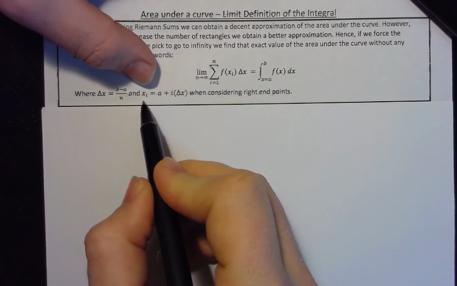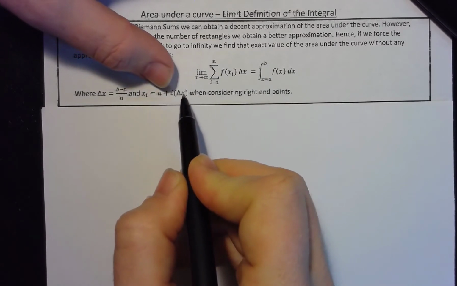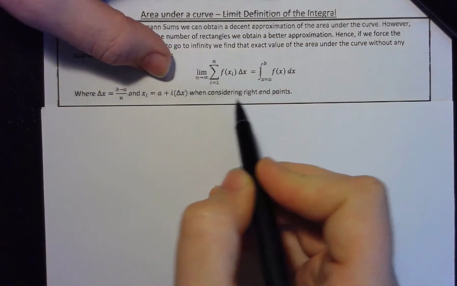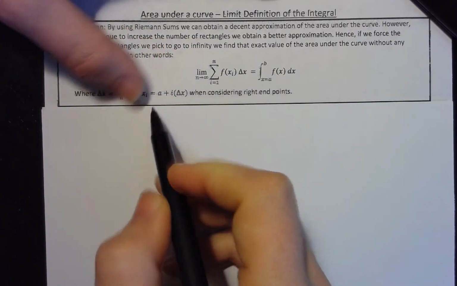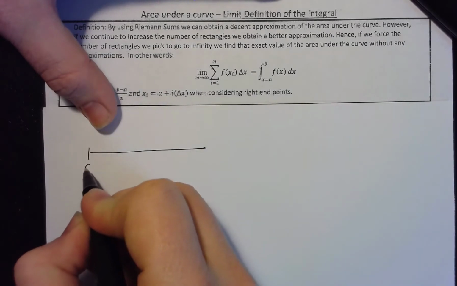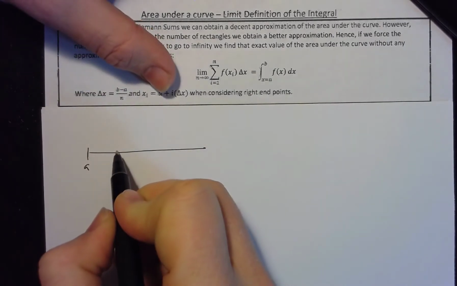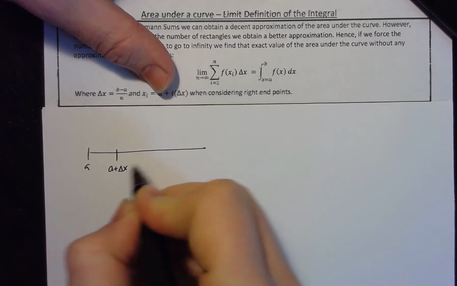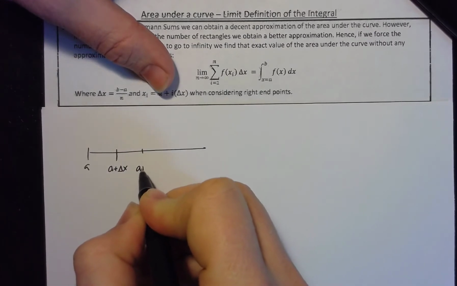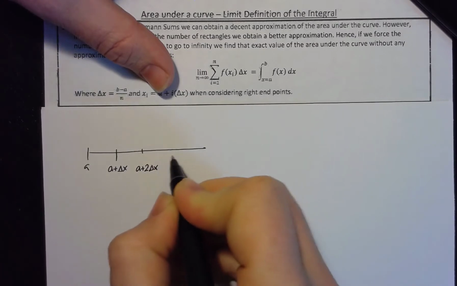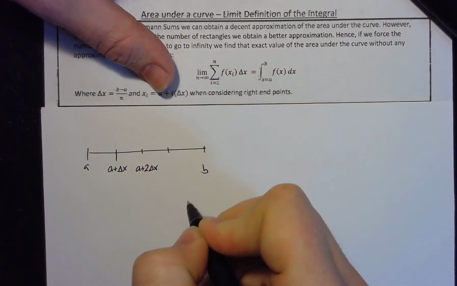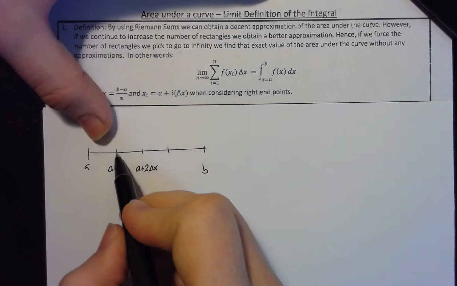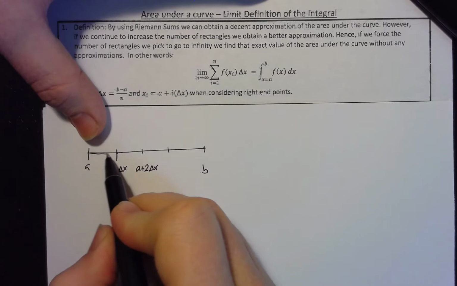You'll also notice right here that x_i is equal to a plus i delta x. This is specifically the formula that we use when considering right endpoints, because we'd start at the initial value. If we were on a number line, we'd start at a, and then we're going to move delta x. So this is a plus 1 delta x. And then we're going to move a second delta x, a plus 2 delta x, and so on and so forth up until we reach the value of b. So you'll notice here that this x_i is nothing more than the right endpoint in the interval.